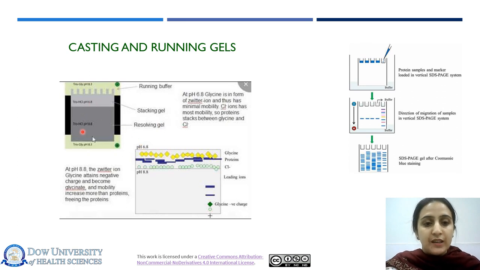stacking gel. Once they reach the resolving gel, the chloride ion is again negatively charged, and the glycine, because of the presence of pH 8.8, is also converted into a negative charge. So they both now move forward, while chloride has a smaller molecular weight, so it moves faster, followed by the glycine, and they quickly elute out from the gel because their purpose, to stack, was already completed. And now the proteins enter into the resolving gel and are separated on the basis of their intrinsic charge or their molecular weight.